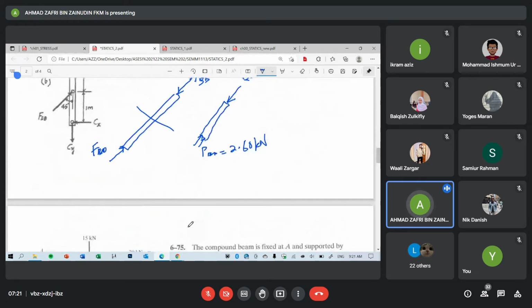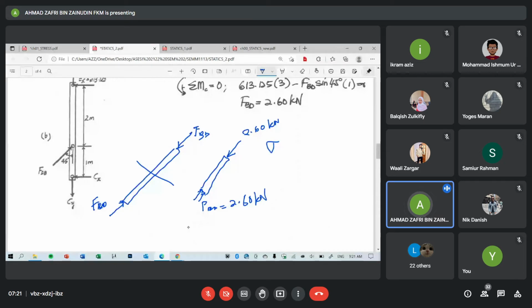So we have the formula P over A, right? The internal force is 2.6 kilonewton. Let's change it to Newton. Be careful with the units. 2.6 times 10 power of 3 Newton, divided by area. The area, okay, it is circular, diameter 10 mm.